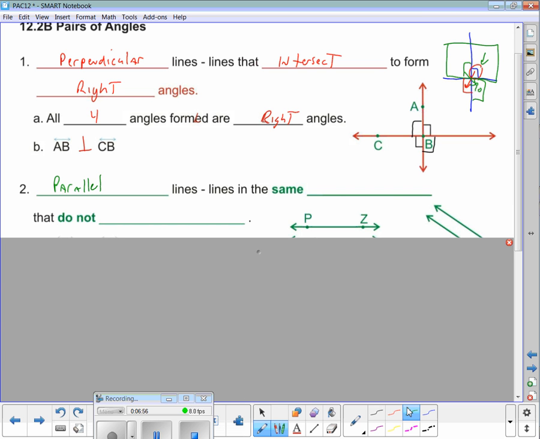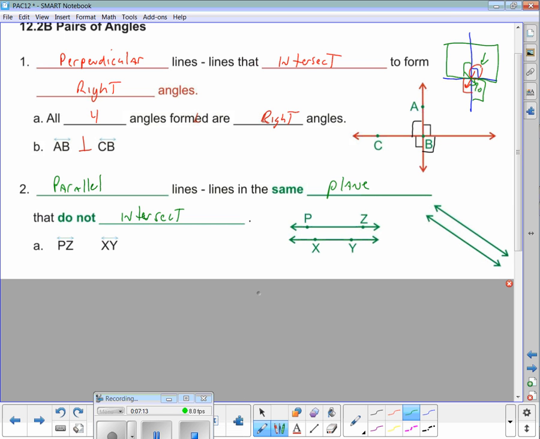You have to add one little word in there that makes it correct: lines in the same plane that do not intersect. Those are parallel lines. So again, let me go back to the illustration. These two lines are not in the same plane. This line is in a different plane than this one, and therefore we have a problem. If I put them in the same plane, they're intersecting, not parallel.